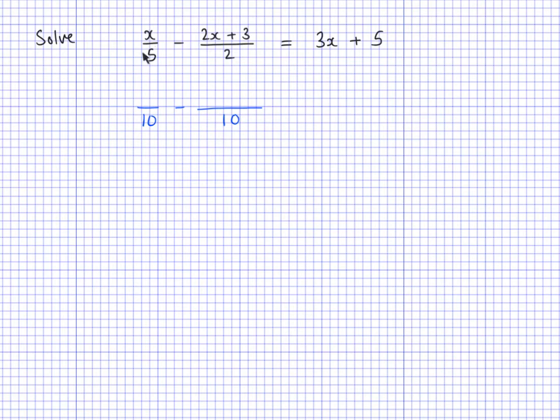Now, to make this fraction over 10, I need to multiply the top and the bottom by 2. So times 2 to top and bottom, and I will get 2x over 10. And to make the other one over 10, I would have to times by 5 here and times by 5. And that would look like 5 bracket 2x add 3. Now, what I'm going to do next is because I've got over 10 here, I can subtract the numerators.